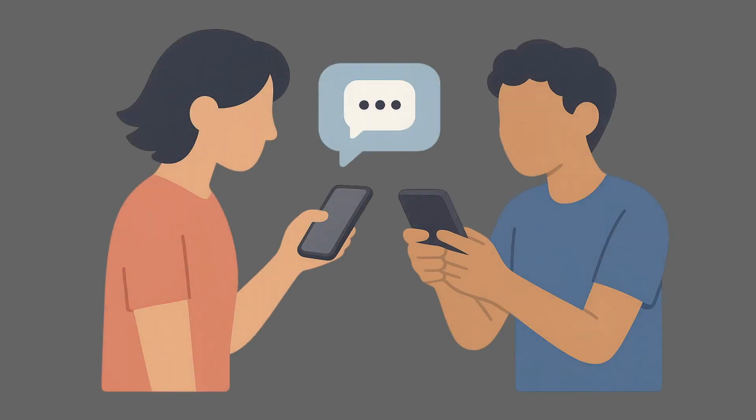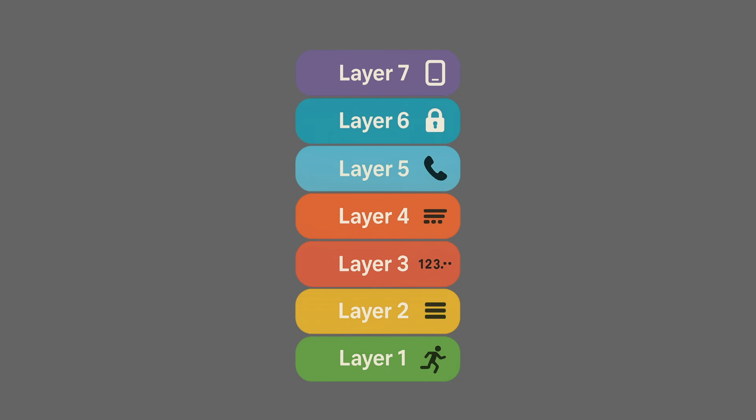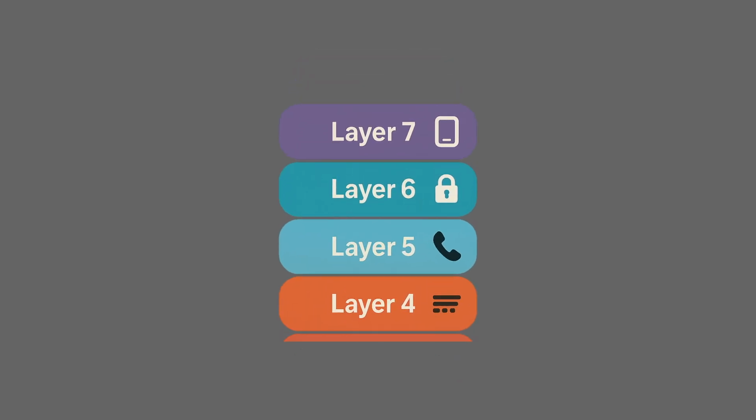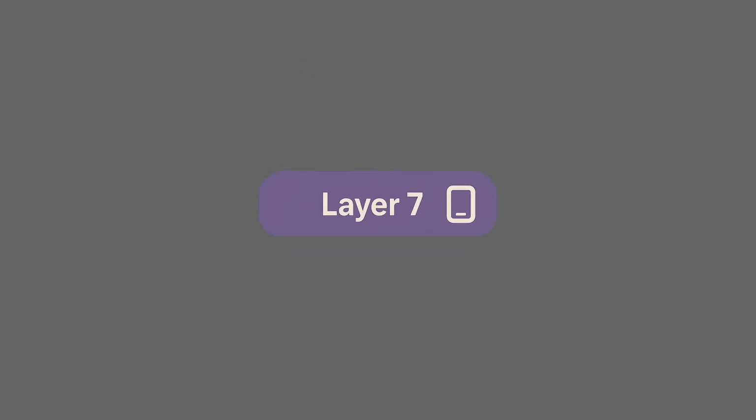To make things easier to imagine, let's use a classic example. You're sending a message to your friend online. Your computer goes through all 7 layers to prepare, send, and deliver that message. Let's start from the top. Firstly, we start with layer 7, the application layer. This is the layer closest to you, the user.